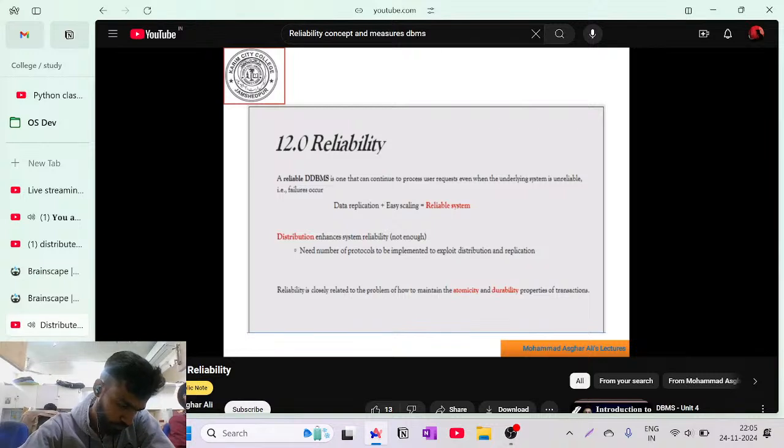Distribution enhances system reliability. A number of protocols need to be implemented to exploit distribution and replication. Reliability is closely related to the problem of how to maintain the atomicity and durability properties of transactions.